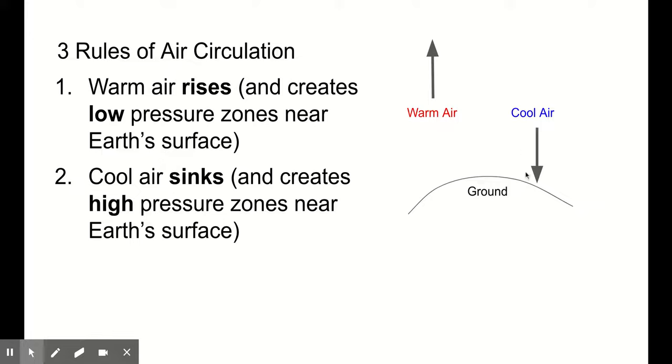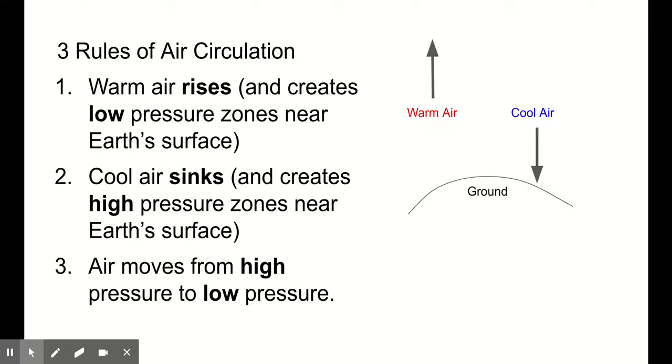So let's link these two. What's the link between them? Well, rule number three, air moves from high pressure to low pressure. So think about just right now what's going to happen. We've got a high pressure zone near the surface of the earth here. We've got a low pressure zone near the surface of the earth here. We're going to see some air movement like that from right to left. And that'll be wind. That will be some of our surface wind. All wind on earth is created by air moving from high pressure to low pressure. Whoosh.